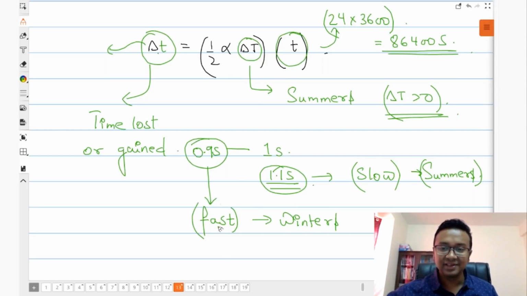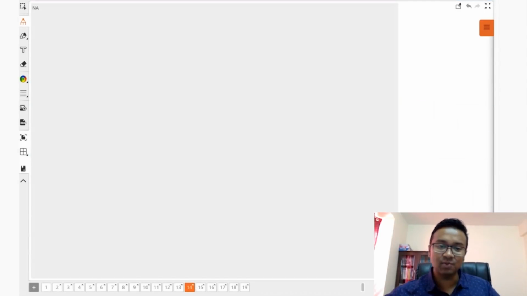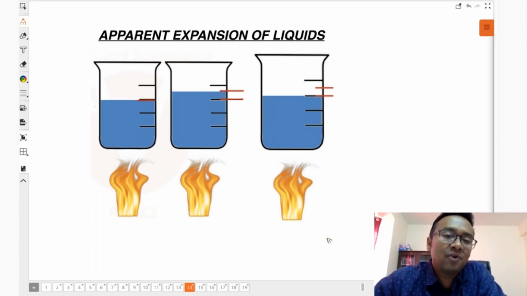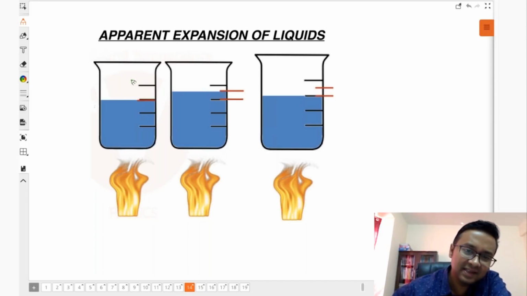Okay, great. Chalo, let's proceed ahead to the next one, which is the concept of apparent expansion of solids. Now, students, what happens in this concept of apparent expansion? You've got a vessel. It's marked, calibrated. All of these are calibrated vessels.